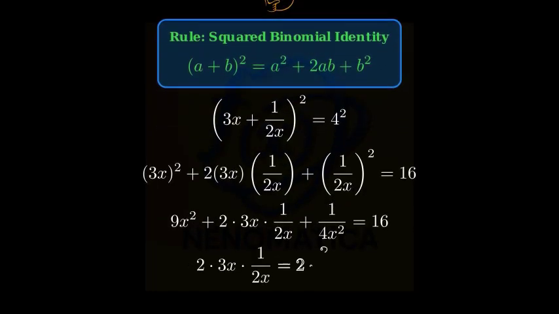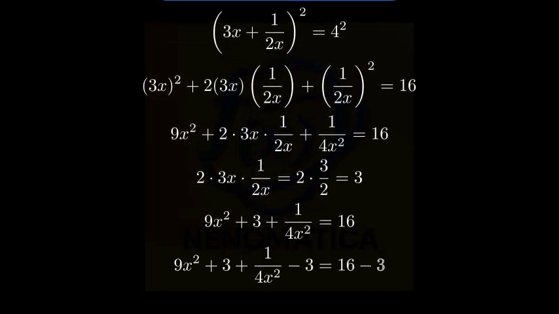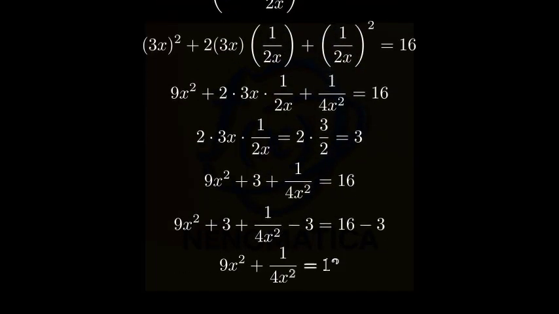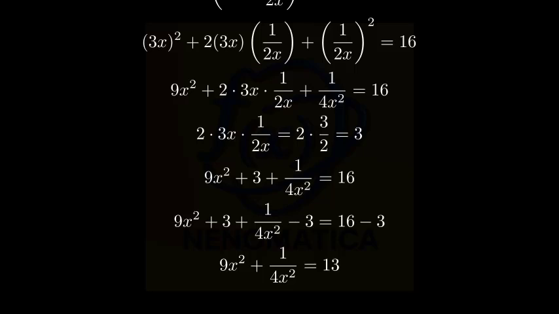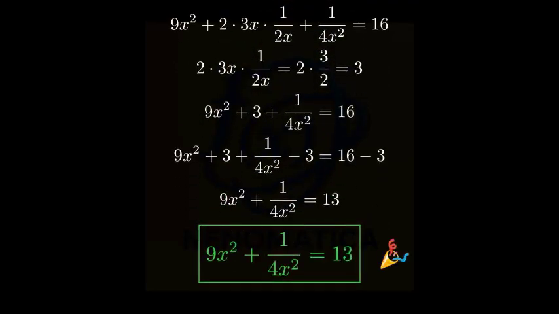2 times 3x times 1 over 2x equals 2 times 3 halves, which equals 3. So our equation becomes 9x squared plus 3 plus 1 over 4x squared equals 16. Now, to find 9x squared plus 1 over 4x squared, we need to subtract 3 from both sides of the equation. This gives us 9x squared plus 1 over 4x squared equals 16 minus 3, which equals 13. Therefore, the value of 9x squared plus 1 over 4x squared is 13.